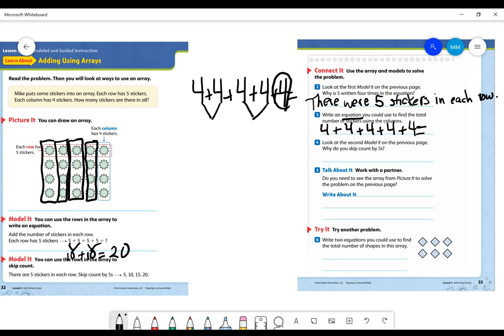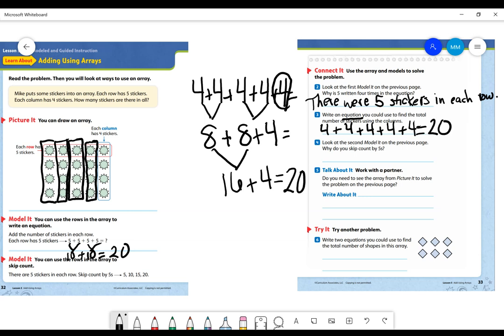So I put brackets on 2 parts that I can easily find the whole. What is 4 plus 4? 8. Plus another 4 plus 4 makes 8, and I can't forget the 4 left over. So I have 8 plus 8 plus 4. Well, 8 plus 8 is also a doubles fact, and that makes 16. 16 plus 4 more. 16, 17, 18, 19, 20. So how many stickers were there all together? 20, just like we solved for 5 plus 5 plus 5 plus 5.